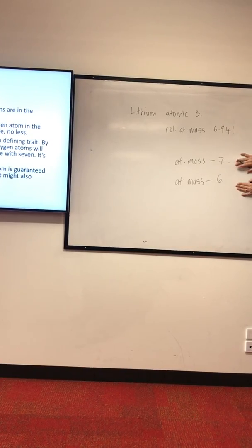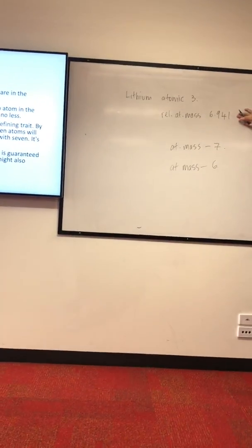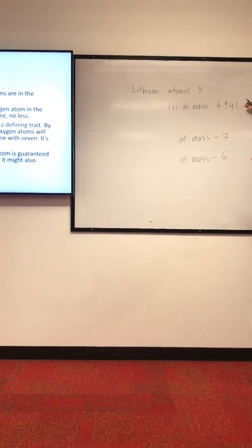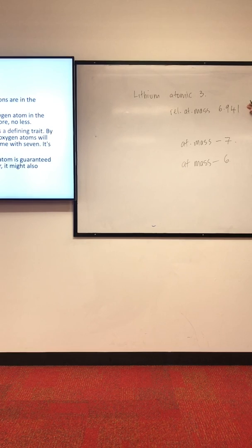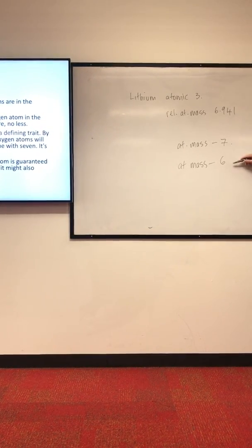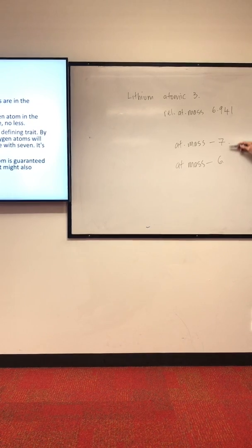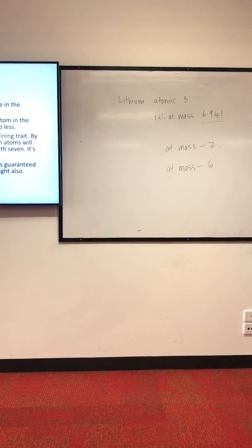Now, let's assume that these are the only 2 types. Based on the relative atomic mass, given that we use the ratio of these different isotopes to work out this average mass of a collection of lithium, which one do you think we have more of? The one with 7. Yeah, the one with 7, because our average is much closer to 7.